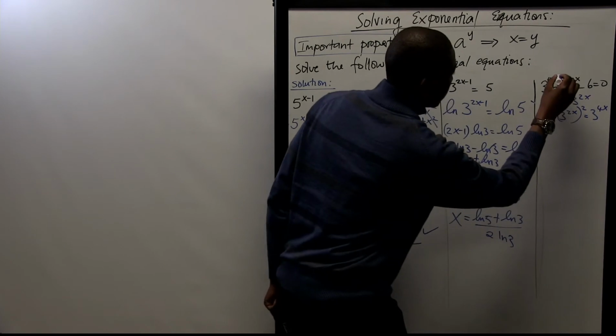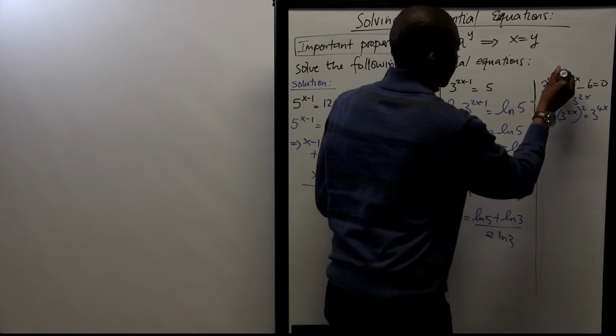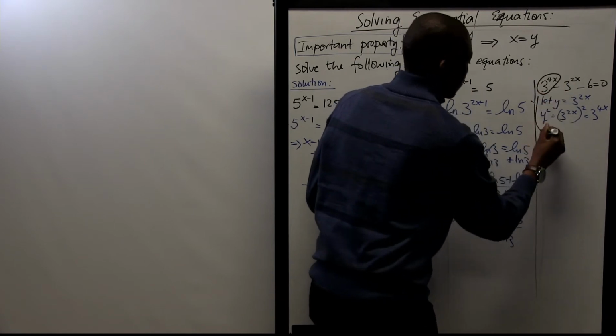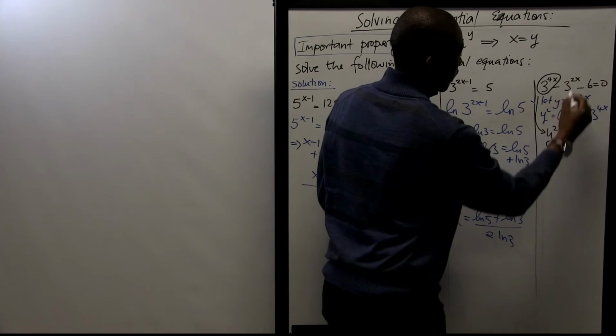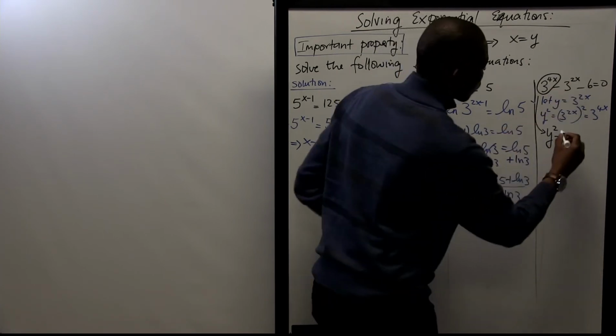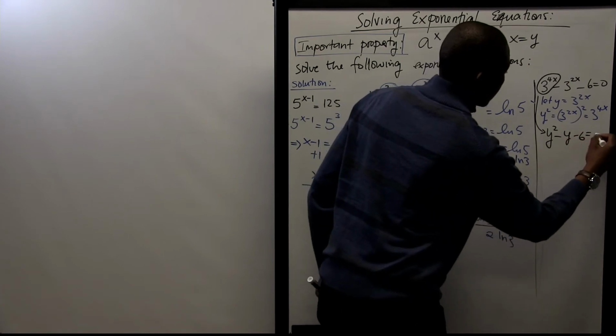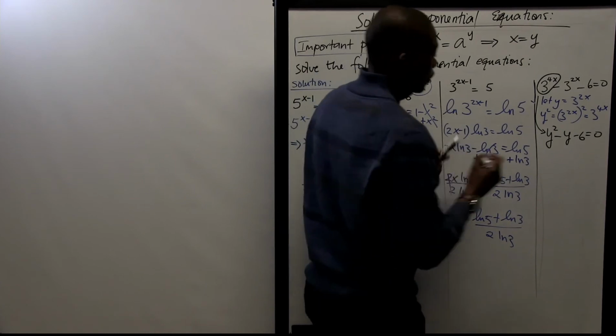So 3 to the 4x actually is the same thing as y squared. And 3 to the 2x, with the negative sign, we said let y be 3 to the 2x, so minus y, minus 6. That's an easy equation to solve. It's a quadratic equation.